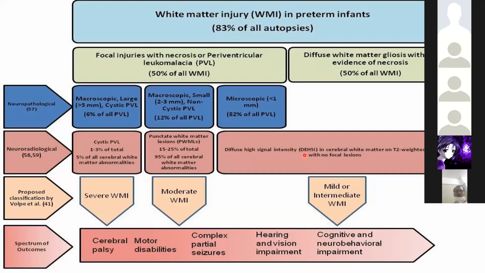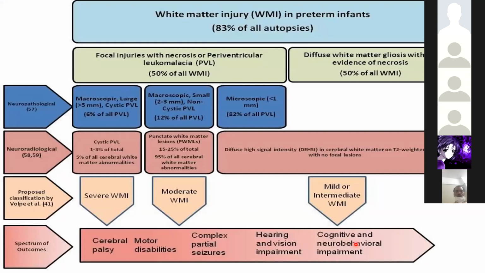Those with diffuse injury, which appears on MRI only as signal changes and is classified as mild or intermediate white matter injury, can present with cognitive changes only, or they can present with hearing or visual changes. They can also present with cerebral palsy, but these other changes are much more common.